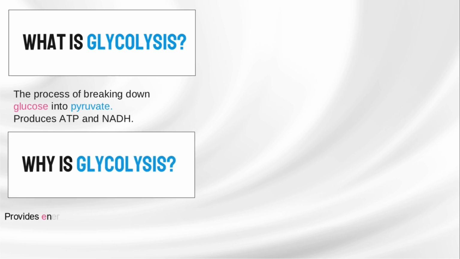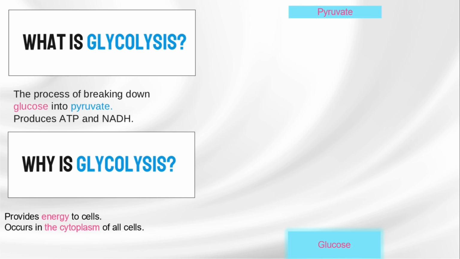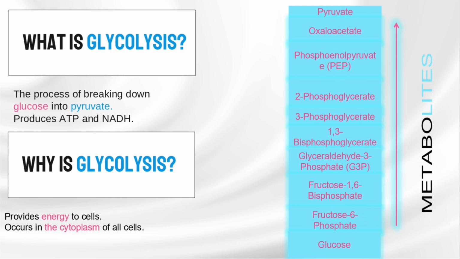It's a universal process, happening in the bustling cytoplasm of all cells, providing the energy needed for various cellular shenanigans. Without glycolysis, our cells would be left stranded without the vital energy they need to survive and thrive. Ready to dive deeper? Let's explore the magical steps of glycolysis and see how this fascinating process unfolds.